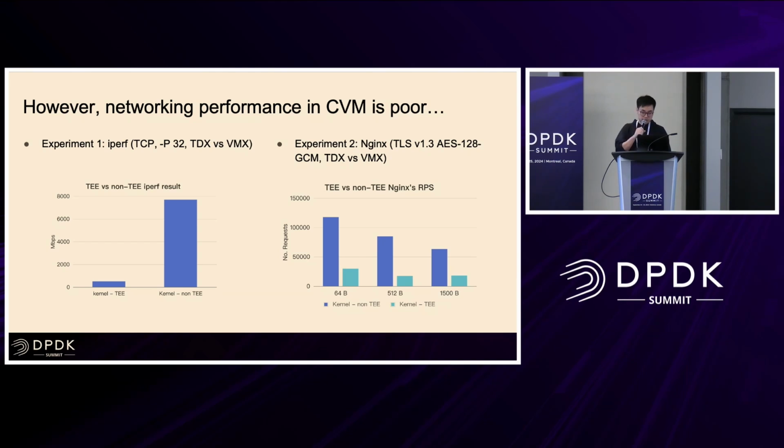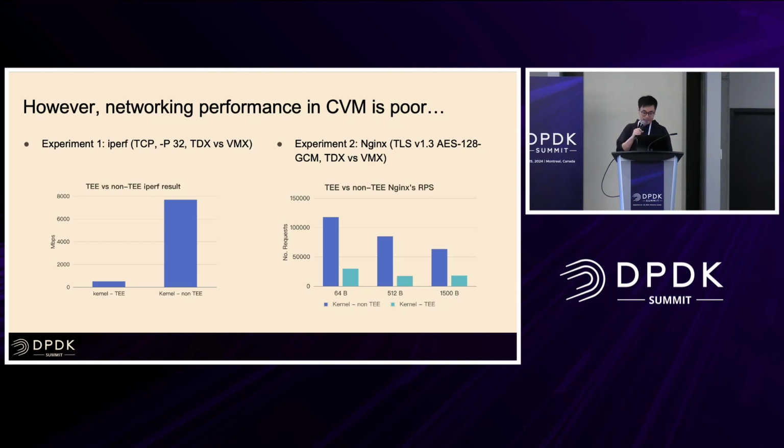Using a feature like this obviously comes at a cost. We did a couple of experiments on both CVM and non-CVM environments, trying to obtain more insight into how networking performance is impacted. Here we used the term TEE, which stands for Trusted Execution Environment. It seems to be used interchangeably with CVM nowadays in the confidential computing domain, but you get the idea.